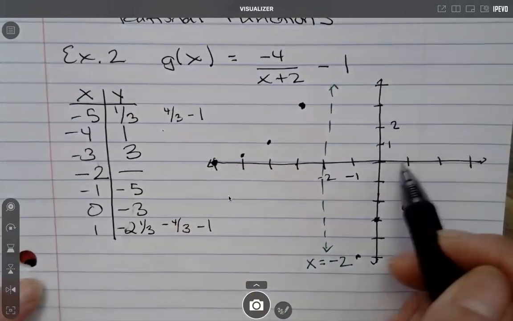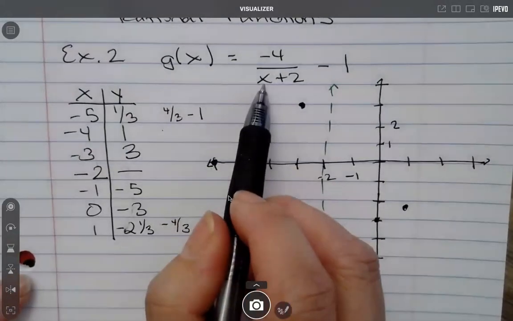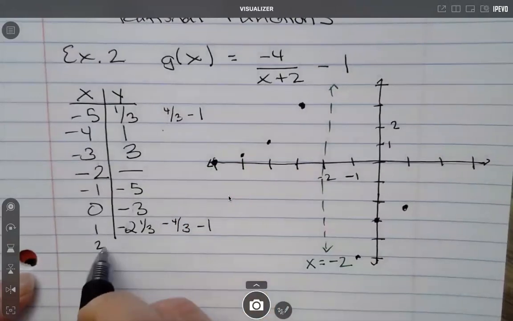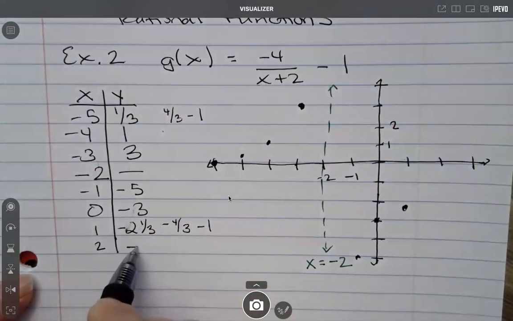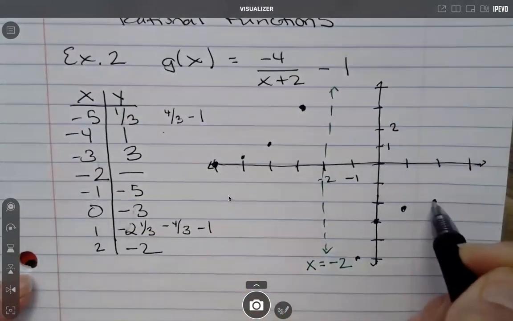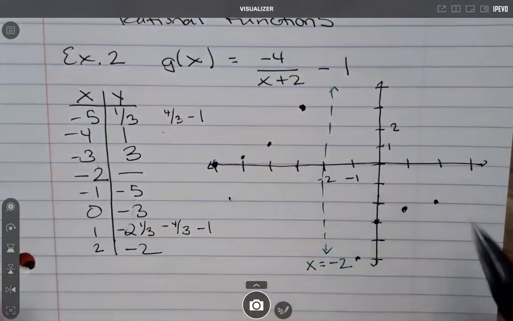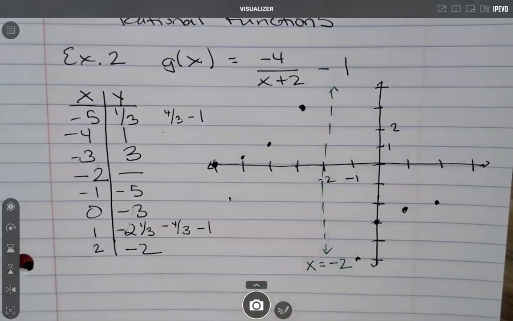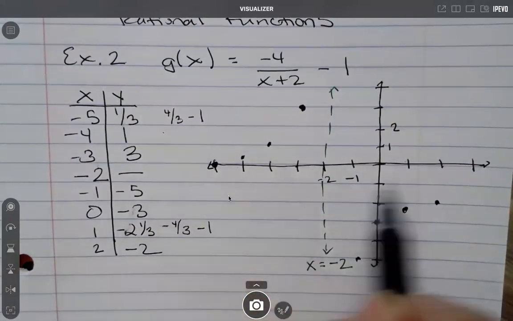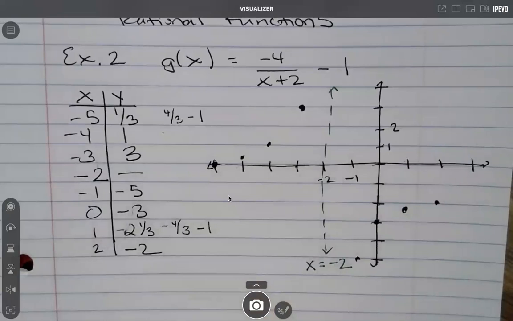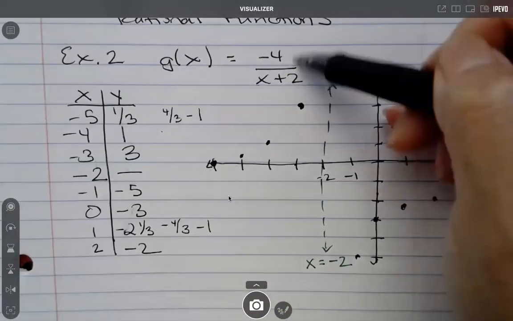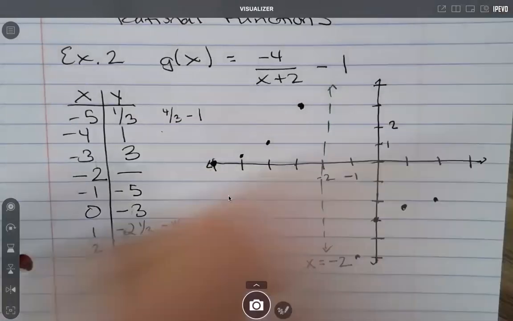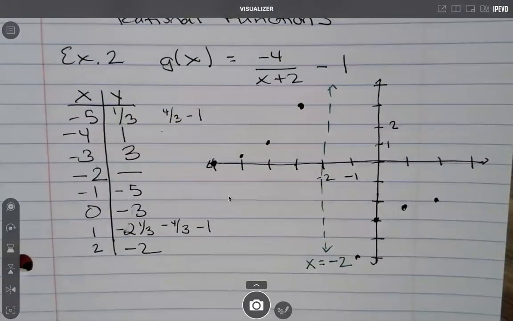And I can go the other way and I can plug in 2. 2 plus 2. -4 divided by 4. -1 minus 1. -2. Ha. Now it's curving out, but it is definitely crossing that axis. Now, knowing that this is shifted down, this whole graph is going to be shifted down 1. Where do you think the asymptote is? Y equals -1. Very good.